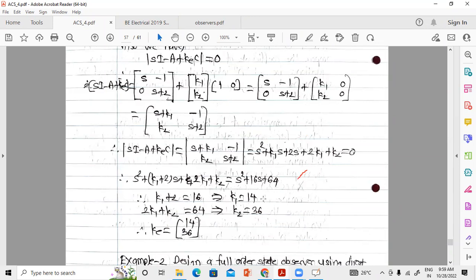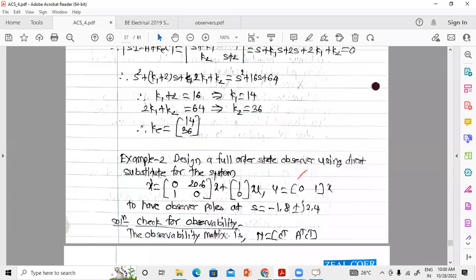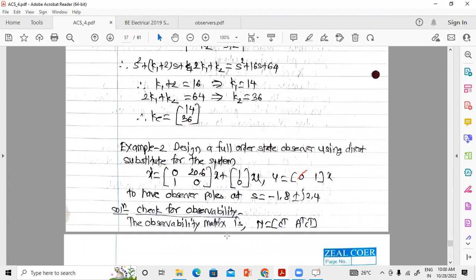Now compare the coefficients. What is the coefficient of s square? 1 and 1. The coefficient of s is 16 here, and here it will be K1 + 2. And the coefficient of s raised to 0 is 64 here, and here it will be 2K1 + K2. So compare these coefficients and you will get K. You can solve it. So this is again only one page solution to the numerical, and you will get the answer. Likewise, you can solve all these numericals.